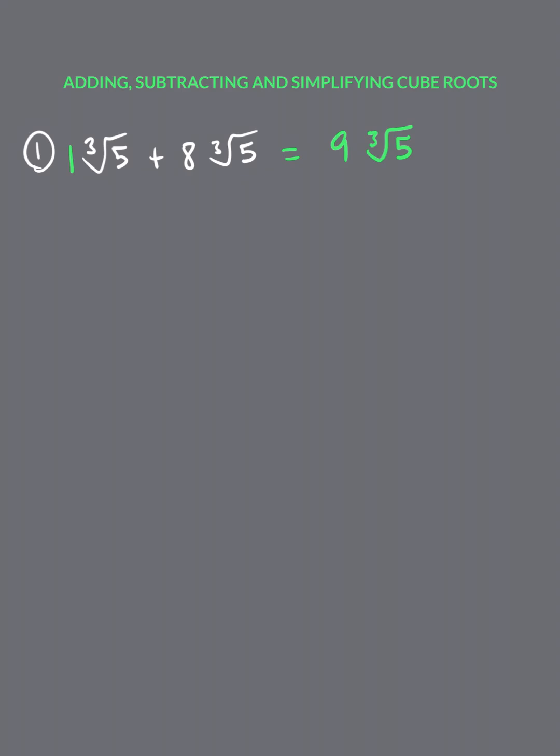For our second example, we have 7 cube root of 5 minus 11 cube root of 5. So again, we can subtract 7 minus 11, and that will give us how many cube roots of 5 that we have. So we have negative 4 cube root of 5, and that is our final answer.